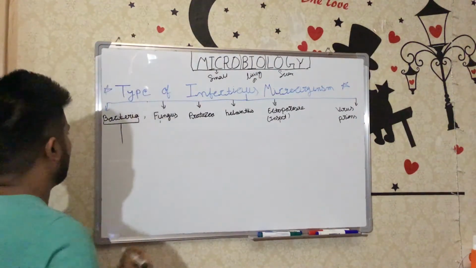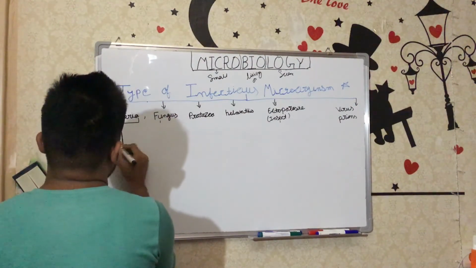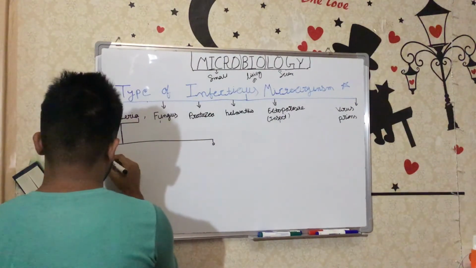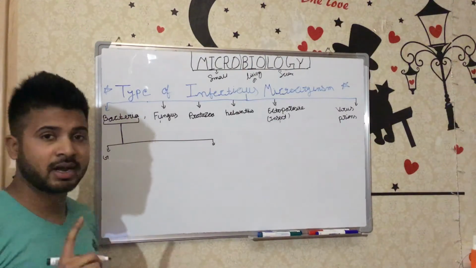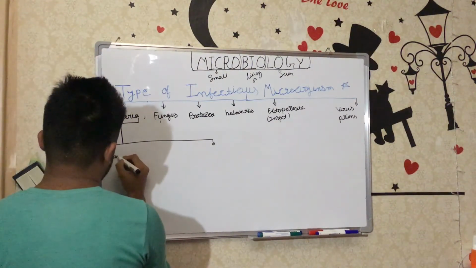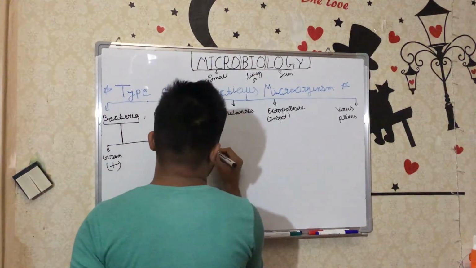So, for example, according to the staining method, bacteria are divided into two parts. First, a very popular staining method is the Gram staining method. According to the Gram staining method, bacteria are divided into Gram-positive and Gram-negative.